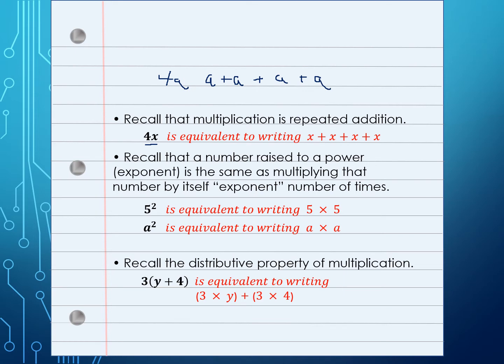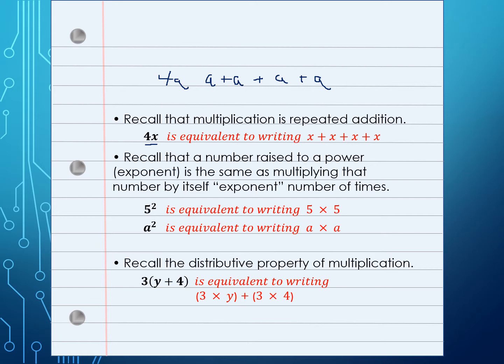Remember that a number raised to a power, we call that an exponent, is the same as multiplying that number by itself, exponent number of times. So 5 raised to the power of 2 is equivalent to writing 5 times 5. It's 5 times itself. How many times? You just see 2 times. 5 times 5. A squared is equal to writing a times a. Those are equivalent expressions.